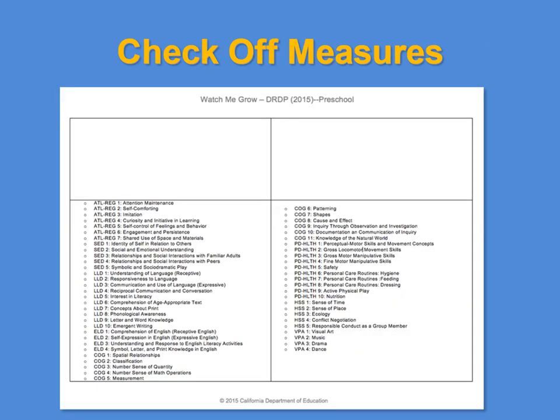Review notes and check off the measures that are addressed by your observations. It is important to look at the definitions and descriptors on the measure pages of the DRDP 2015 instrument to ensure you have interpreted an accurate meaning of the measure as it is intended. When finished, select the worksheet to see a few of the measures that were addressed in the video observation.